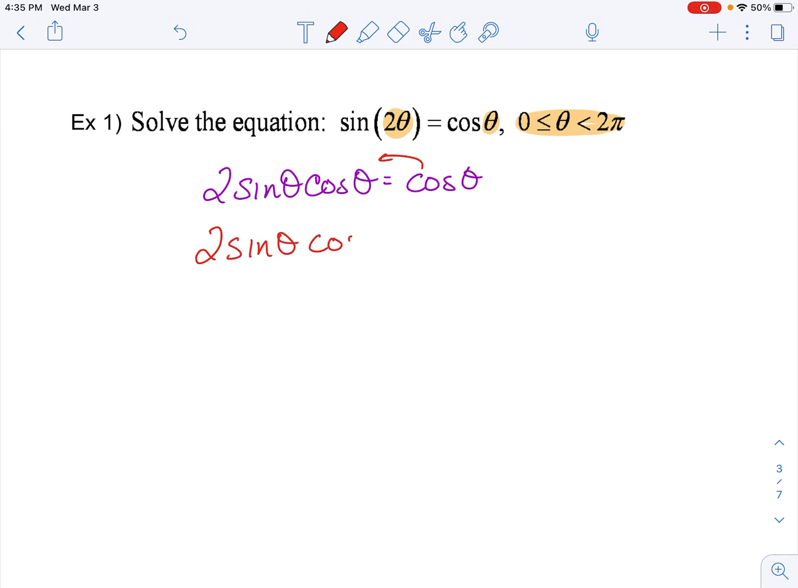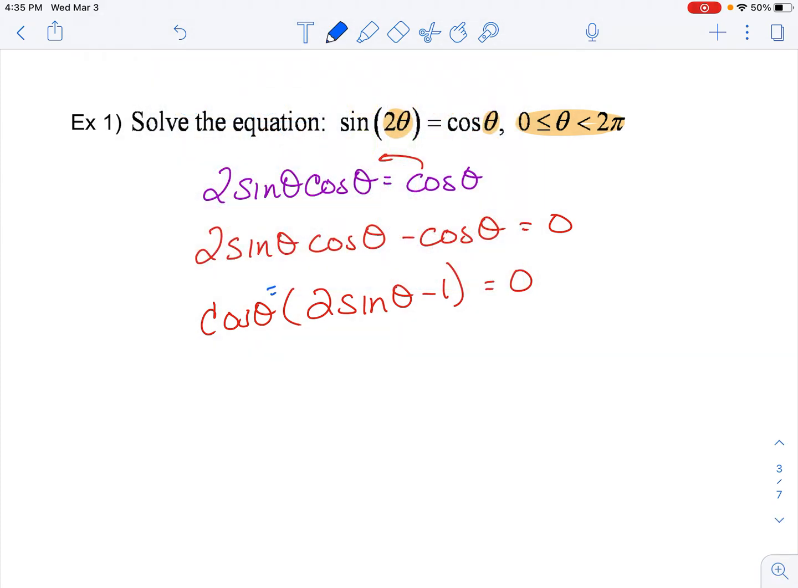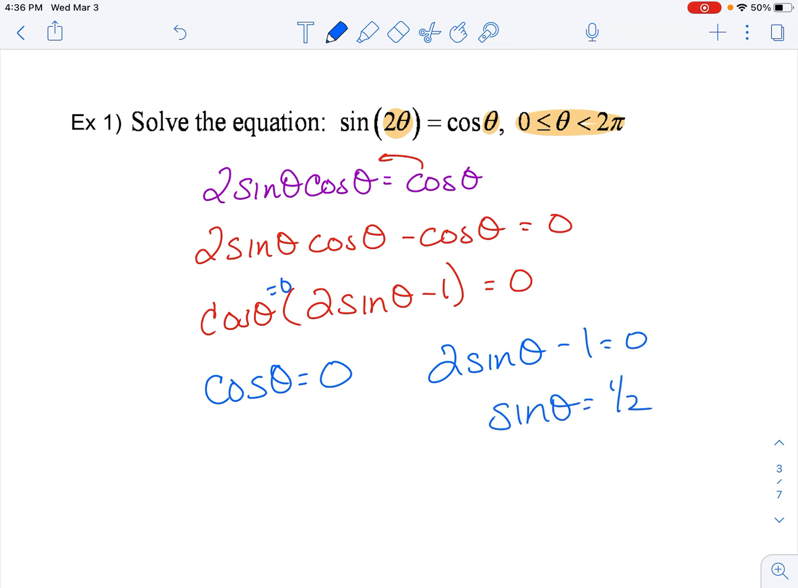So it's 2 sine theta cosine theta minus cosine theta equals 0. Now, since I have a cosine in both, I can factor out a cosine theta. And that gives me a 2 sine theta minus 1 in the parentheses. And now that it's factored, we can take both of those and set it equal to 0. So we've got cosine theta equals 0. And then 2 sine theta minus 1 equals 0. So that gives me sine theta equals a half.